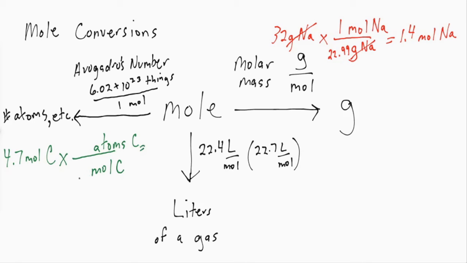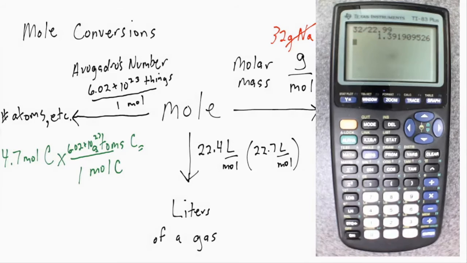Please don't write that 6.02 times 10 to the 23rd moles is 1 atom. You would be surprised how many times I see that. You have to know that 1 mole is 6.02 times 10 to the 23rd atoms. Okay, now we go back to our calculator here and carefully punch these in.